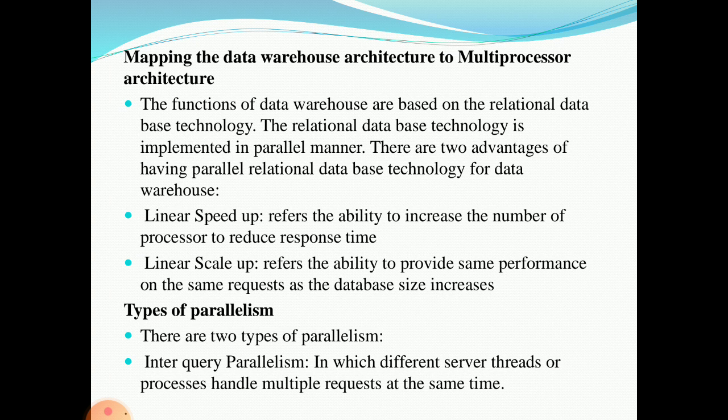What do you mean by linear speed up? It refers to the ability to increase the number of processes to reduce response time. Here the data warehouse architecture uses multiprocessor architecture. That means a lot of information will be gathered at a particular time, and many users will select data at a time. If it is a single processor, it will be very difficult to handle all the processes at a time. So a multiprocessor is used.